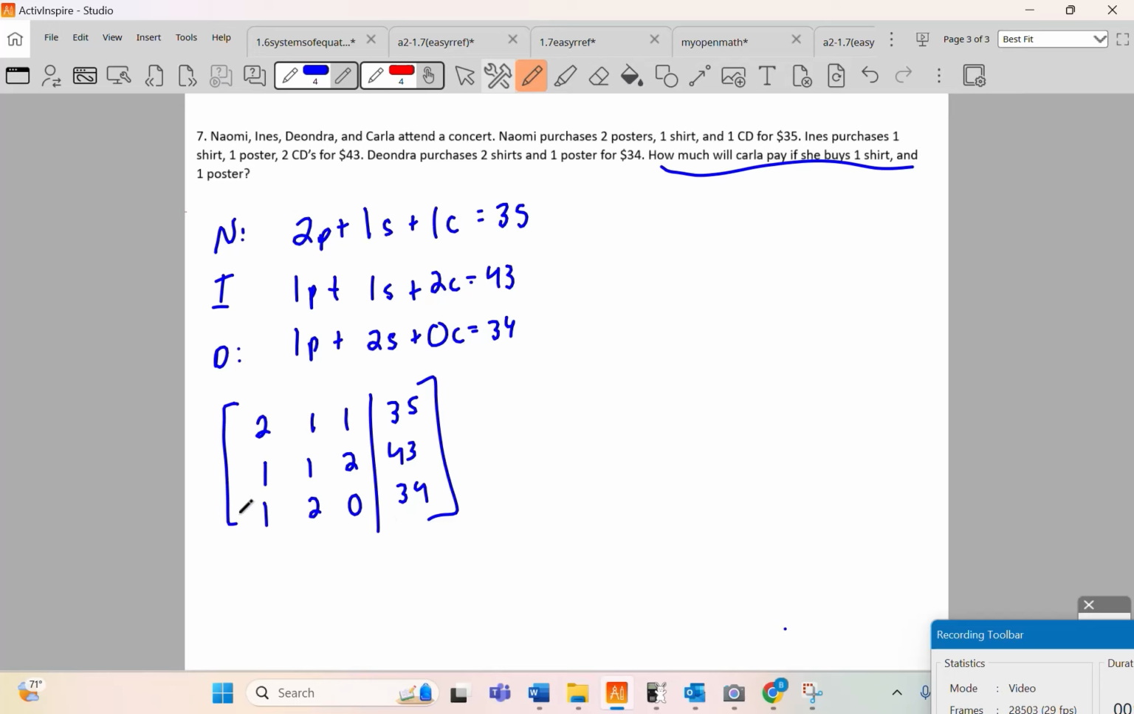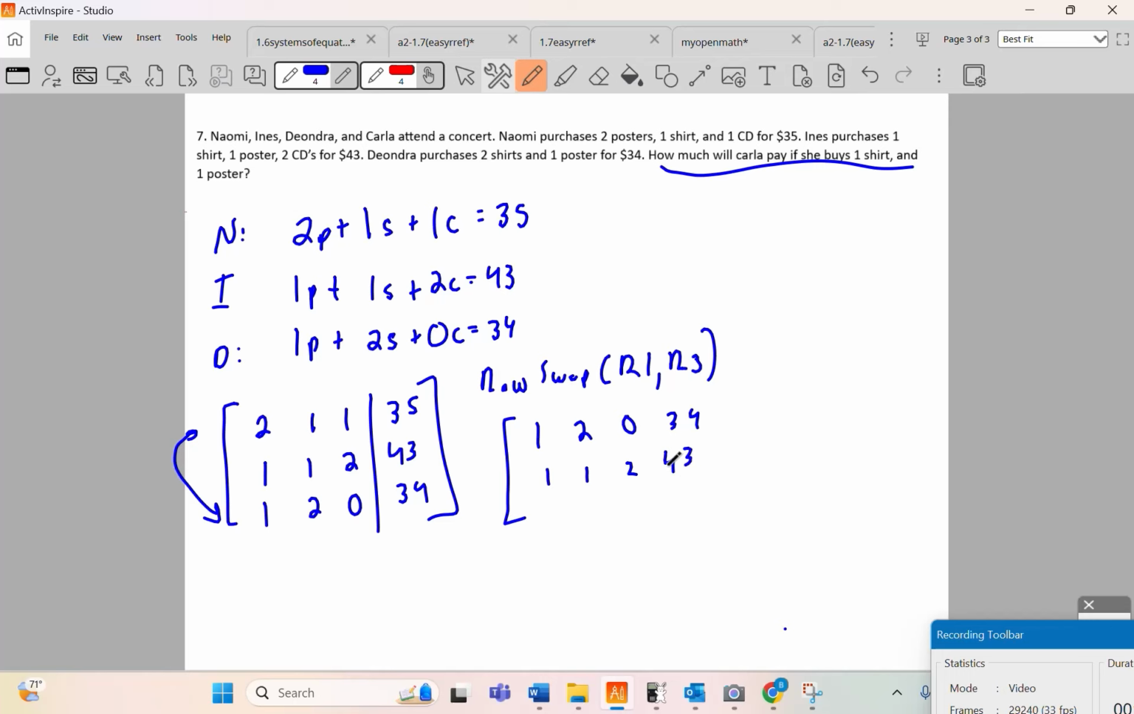So let's just move these rows around so we have a one where we want them. It's a row swap. Row 1 and row 3. You could also have done row 2. It wouldn't have been a big deal. 1, 2, 0, 34. 1, 1, 2, 43. 2, 1, 1, 35.